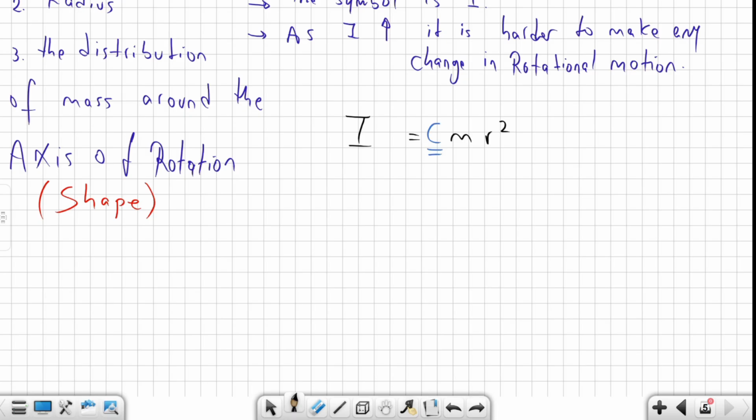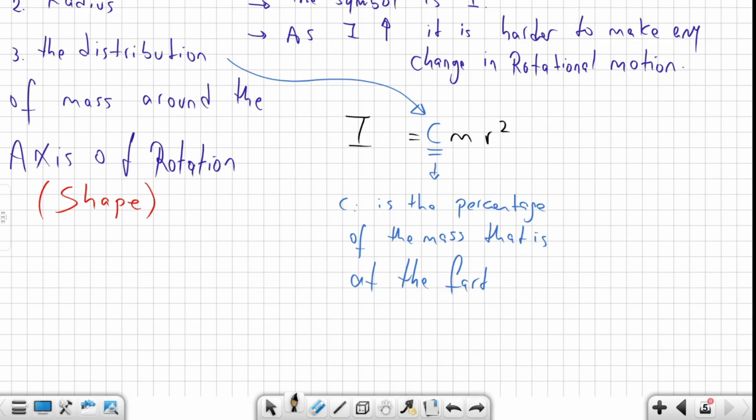So C stands for the distribution of mass around the axis of rotation. We can also define this constant before mr squared as the percentage of the mass that is at the farthest possible point. You will see that each shape will have its own constant, which will show the percentage of the mass that is at the farthest possible point. And the unit of moment of inertia will be kilogram, which is the mass, multiplied by meter square, which is r square.